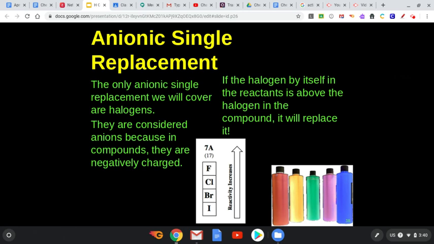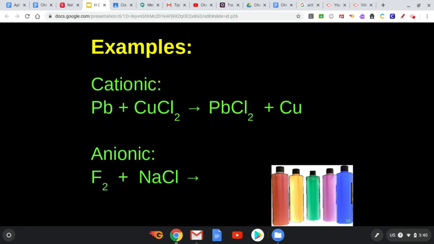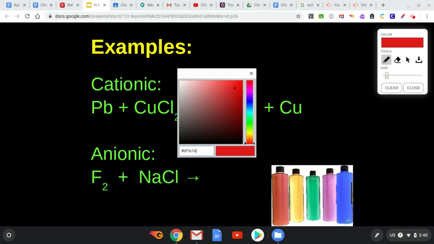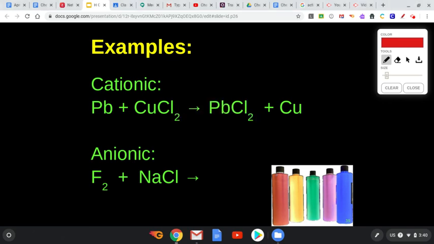Let's do a couple more examples. So another example of cationic single replacement would be lead plus copper(II) chloride. In this case, the lead will replace the copper and kick it out by itself because lead is above copper on the activity series. Whenever you are dealing with a transition metal and you may not know what charge it becomes, it is a good idea to assume that it's a charge of +2. Remember that metals, when they are on their own, have no charge. So it goes from a 0 charge to a +2 charge, which means in this process it is oxidized.